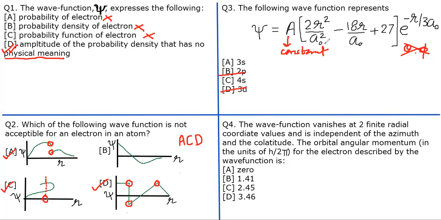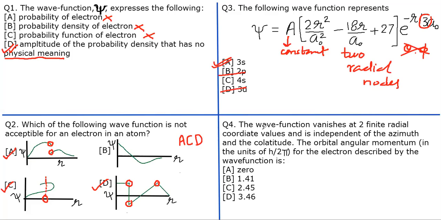You can notice it's a quadratic equation. That means it has 2 roots. So that means there are 2 radial nodes, right? There are 2 radial coordinates for which the psi will vanish. And you can also see the denominator 3 over here. So we are confirmed that it is a 3s orbital.